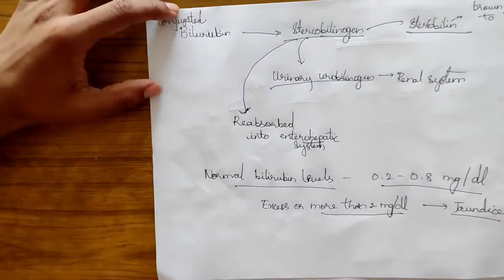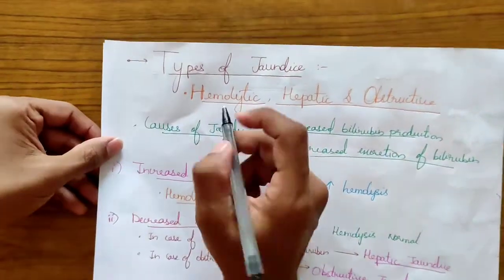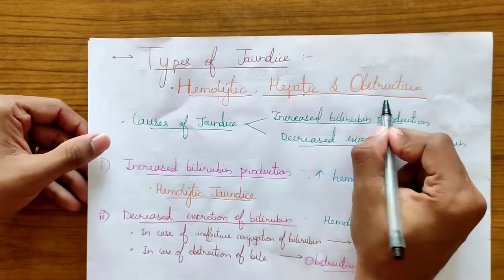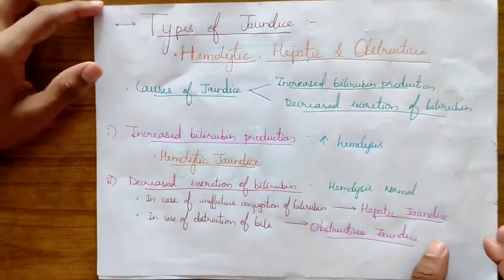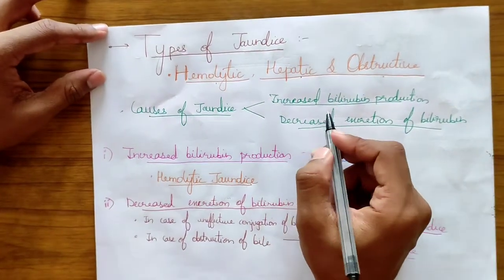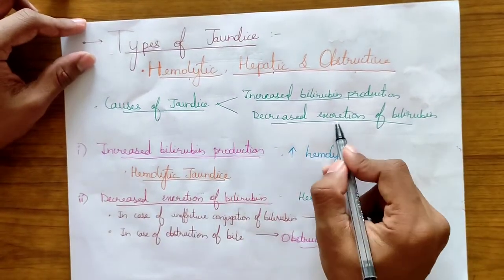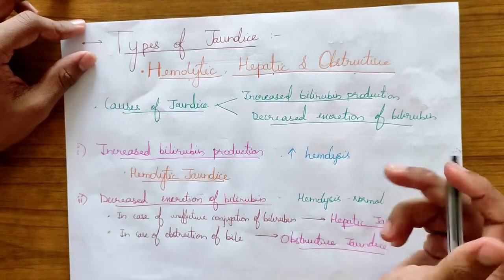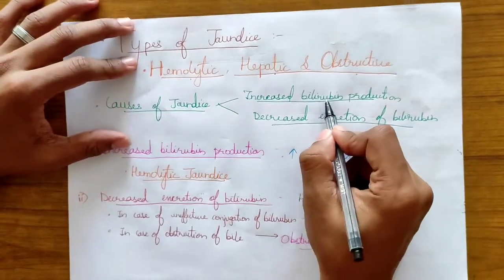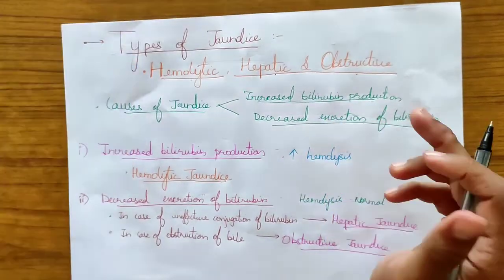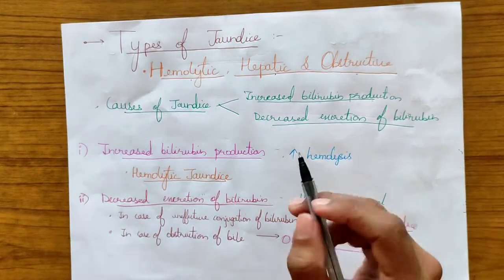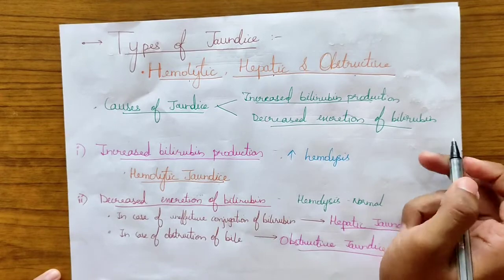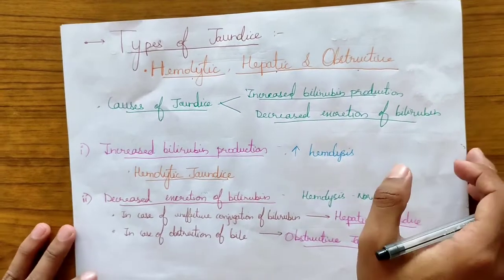So there are 3 types of jaundice: hemolytic, hepatic and obstructive jaundice. The main physiological causes of jaundice are increased bilirubin production and decreased excretion of bilirubin. So you can see that whenever there is increased bilirubin production, the bilirubin concentration will increase accordingly. And when there is decreased excretion of bilirubin, then also there will be excess accumulation of bilirubin in the blood.